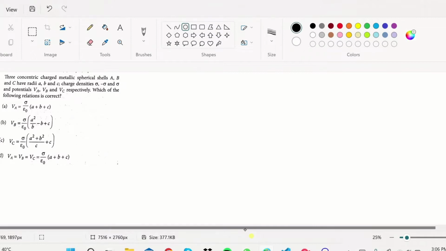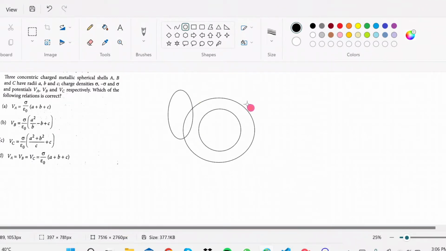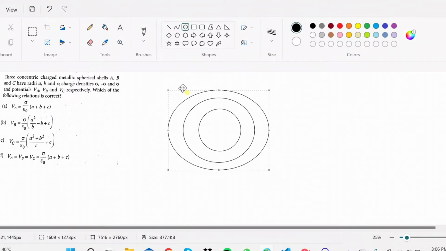Let me draw 3 concentric circles. This is the first one I am drawing here. Then I am drawing the second one here, and this is the third one. This is the third metallic spherical shell. What's the name of each one? The name of the first one is A, the second one is B, the third one is C.